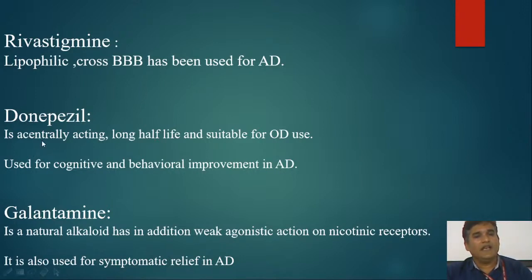Donepezil is a centrally acting drug with a long half-life, and it is suitable for once-daily (OD) use in Alzheimer's disease. A similar drug is galantamine. It is a natural alkaloid, and in addition to the anticholinesterase action it has a weak agonistic action on the nicotinic receptor. It is also used for symptomatic relief of Alzheimer's disease, and it can cross the blood-brain barrier.